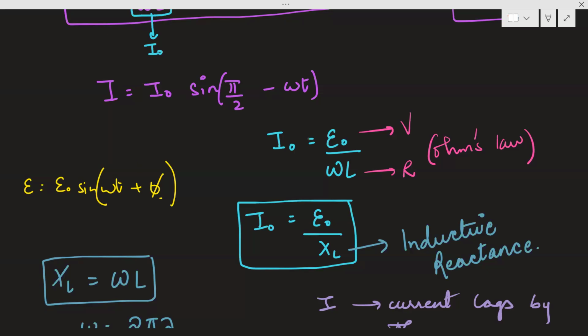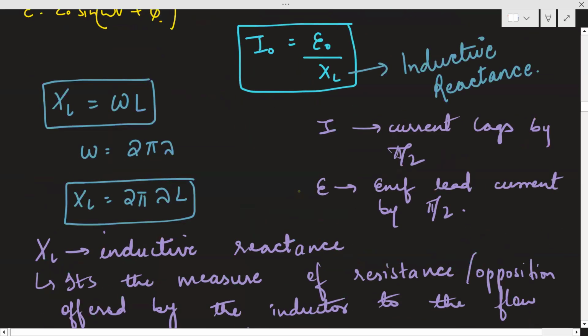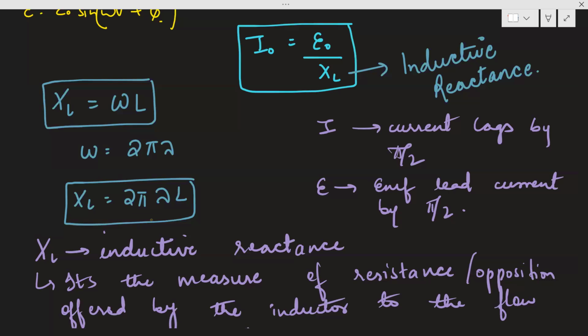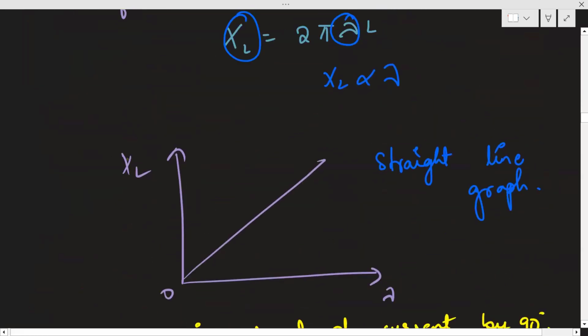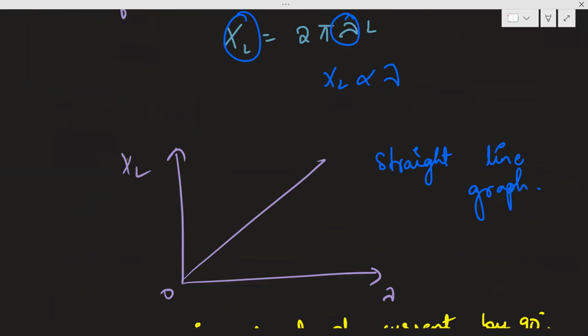I naught can be written as E naught by XL, and IRMS can be written as ERMS by XL, basically just like Ohm's law. When you expand XL in terms of the linear frequency, it is 2 pi nu, so it becomes 2 pi nu into L. 2 pi nu L is the formula that we'll be using. If you plot a graph of this, you will obtain a straight line. XL is directly proportional to the frequency.